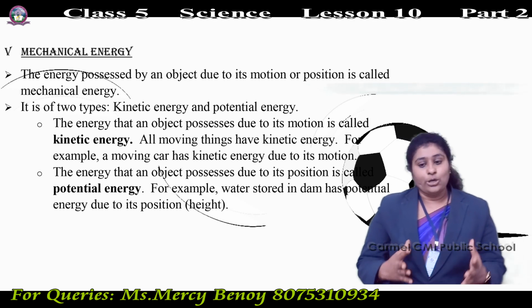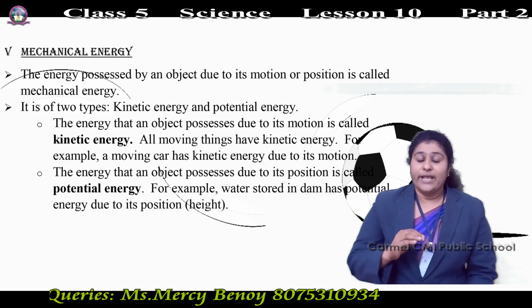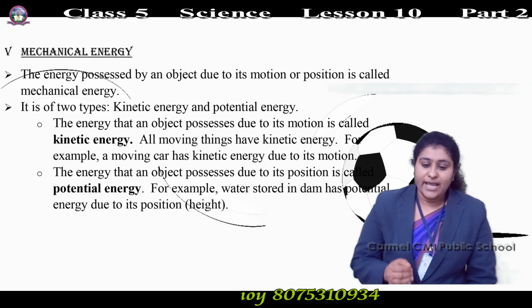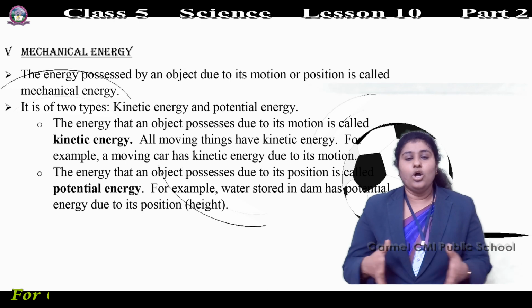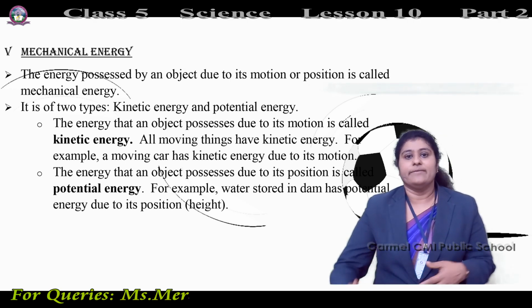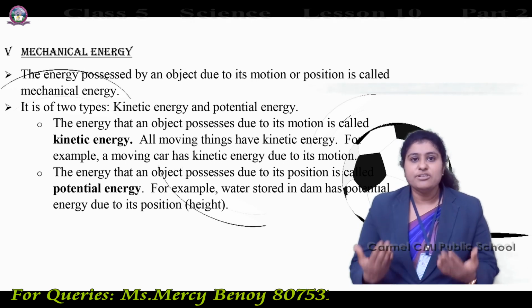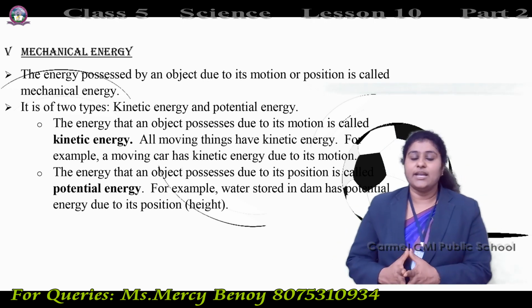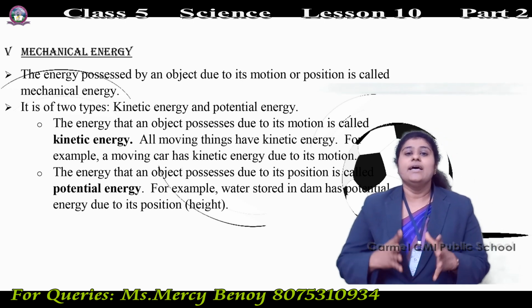The energy that an object possesses due to its motion, due to its movement. That is called kinetic energy. All moving things have kinetic energy. For example, if a car is moving, while it is moving it produces one energy, that is the kinetic energy. A moving car has kinetic energy due to its movement or motion.